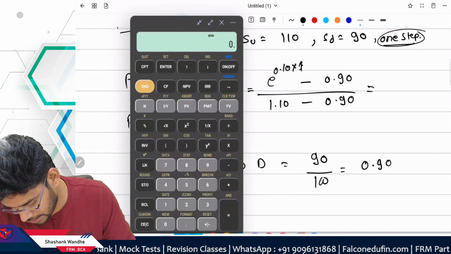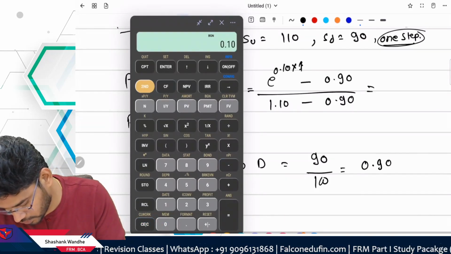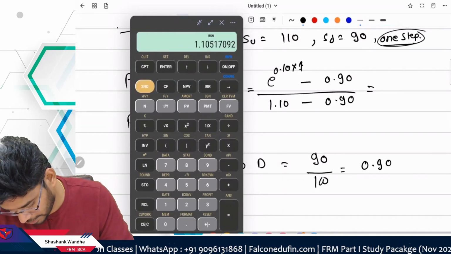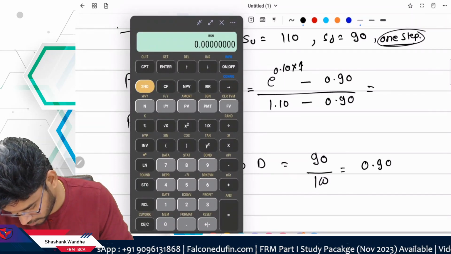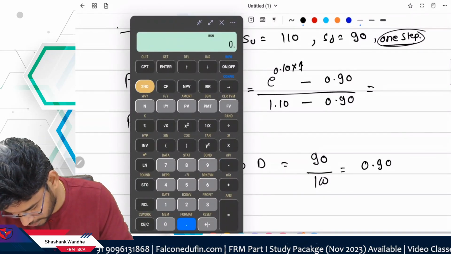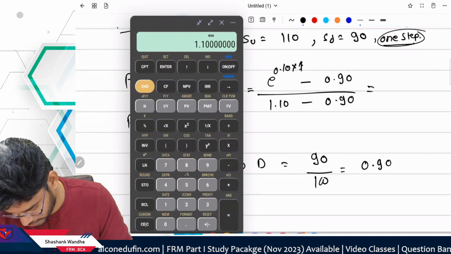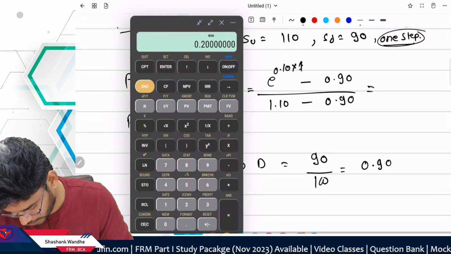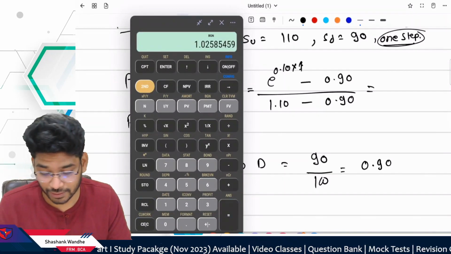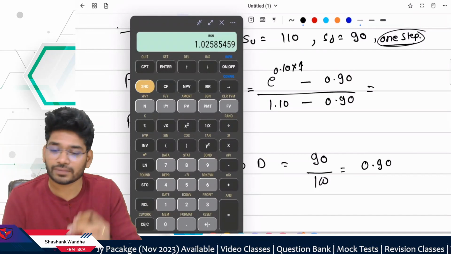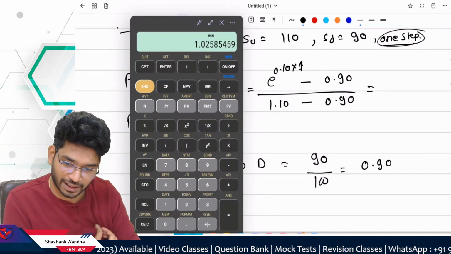0.10 second exponential minus 0.90, whatever is the answer, store it in 1. Then 1.10 minus 0.90, whatever is the answer, store it in 2. Recall 1 divided by recall 2, the answer is, okay, 1.0258 and so on.